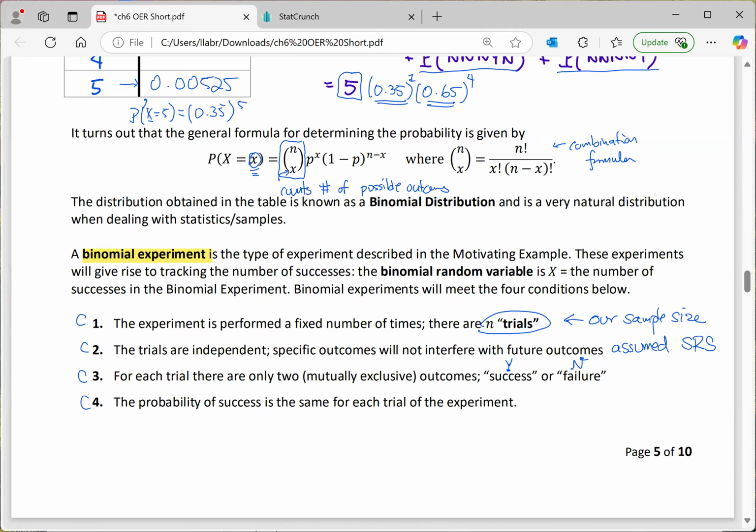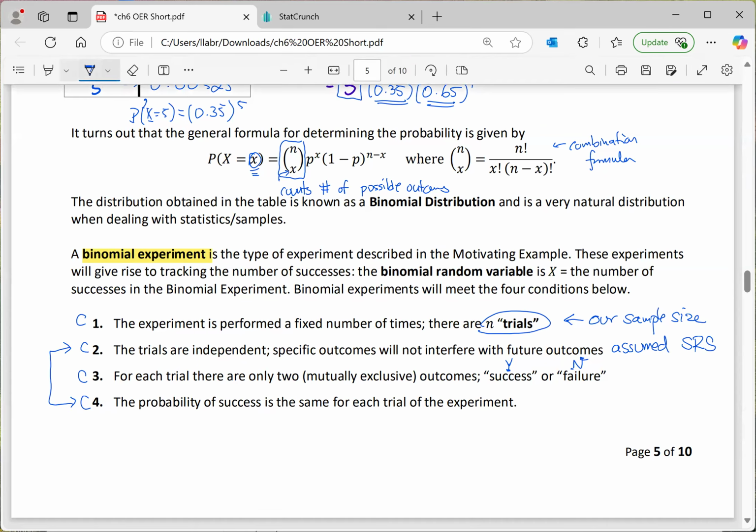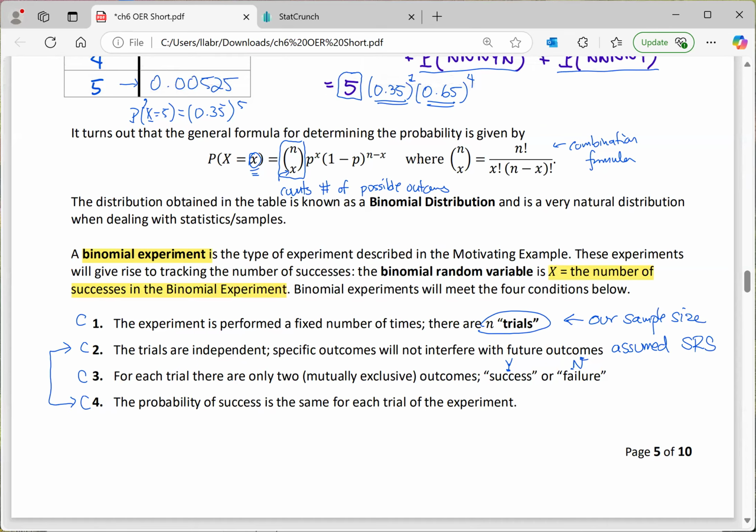And the last one is a little bit complicated, but it says the probability of success needs to remain the same for each trial. In other words, the probability of observing something, whether they go first or fifth, really should not be changing. And so conditions 2 and 4 are somewhat tied together. All right, and that's pretty much it. So again, if we have a binomial experiment and you're interested in describing the random variable, which is the number of successes during that binomial experiment, then the random variable X is called a binomial random variable.